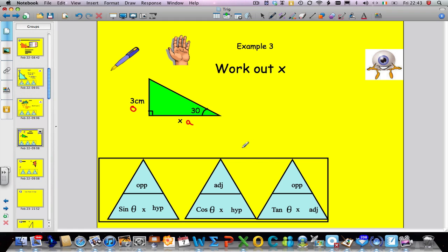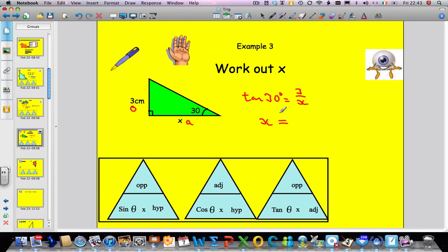Which formula uses opposite and adjacent? Tan. Okay, we've already dealt with this. So I'm going to set up my equation. Tan of the angle 30, tan of 30 is equal to the opposite over the adjacent, so 3 over x. Okay, and then I have to solve it, so I'm solving for x.